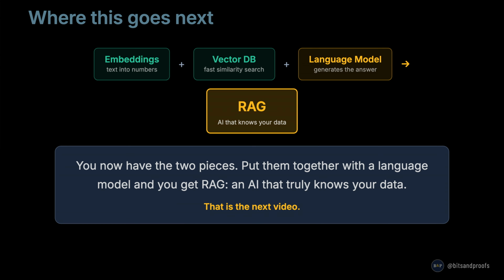You now have the 2 key pieces. Embeddings turn text into numbers. A vector database stores those numbers and finds the closest ones fast. Put those 2 pieces together with a language model and you get RAG, an AI that can look up the right information from your own data before it answers. That is the next video in this series.